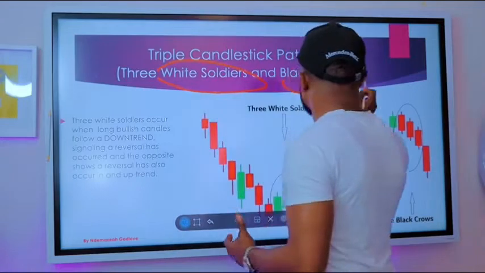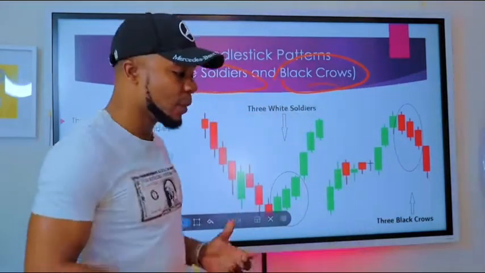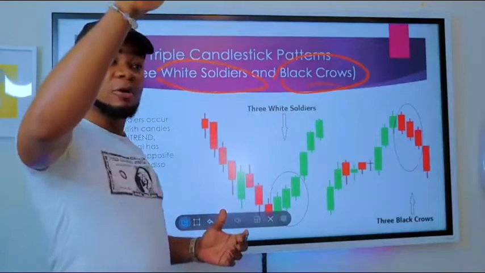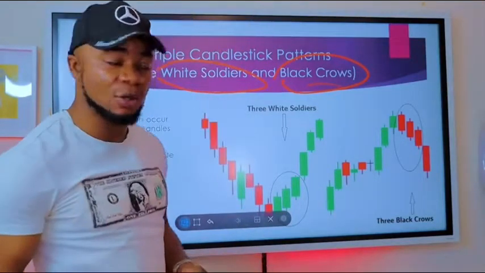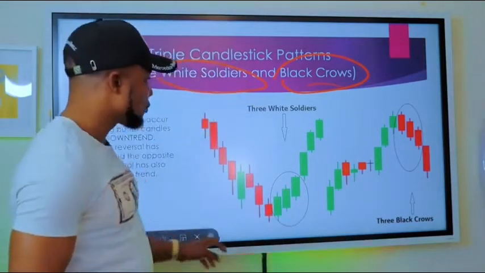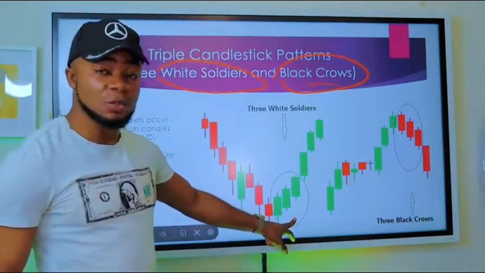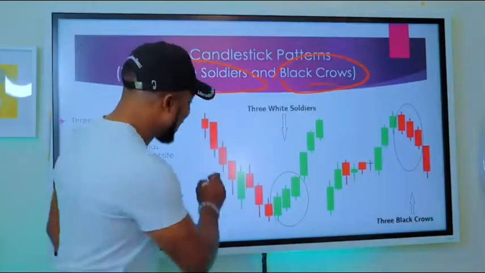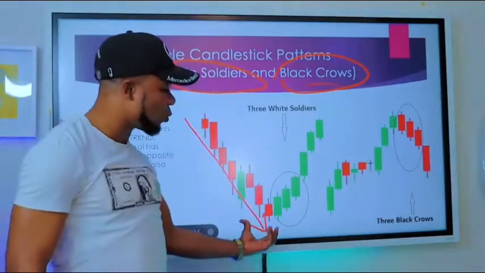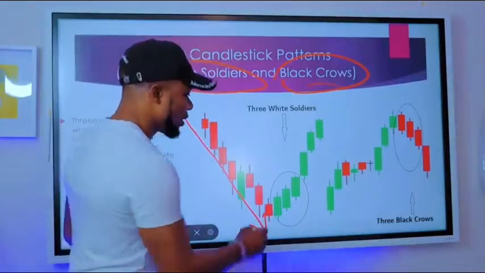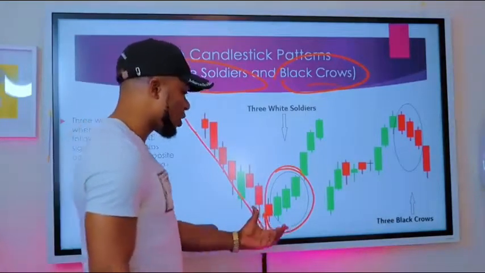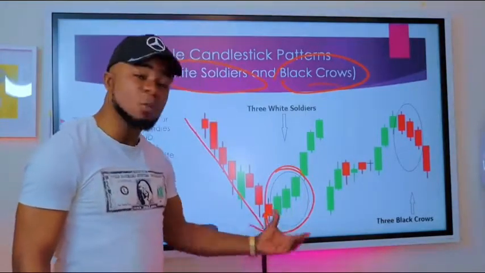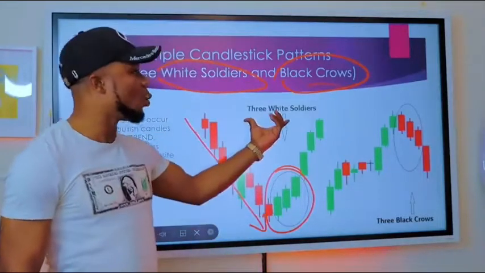All right. And when the opposite occurs, it is called the black crows. The opposite will occur when the market is going up, then all of a sudden you see three bearish candles occur out of the blue. See what happened here. This is an example of white soldiers. If the market is going down, and all of a sudden you see three bullish candles occur in the opposite direction, one candle following the other, it forms what they call white soldiers.